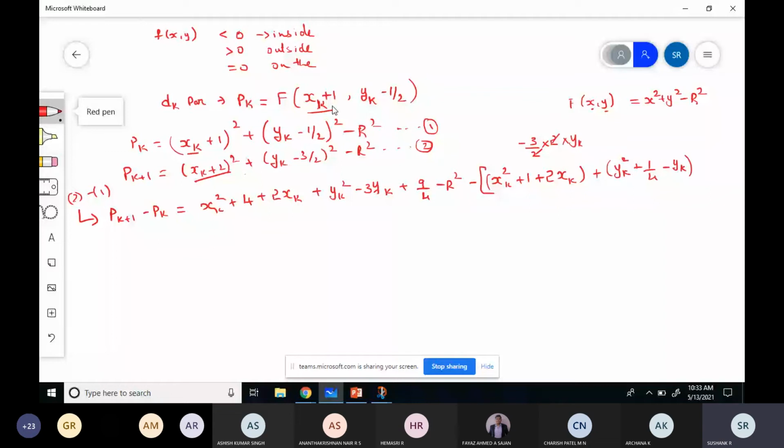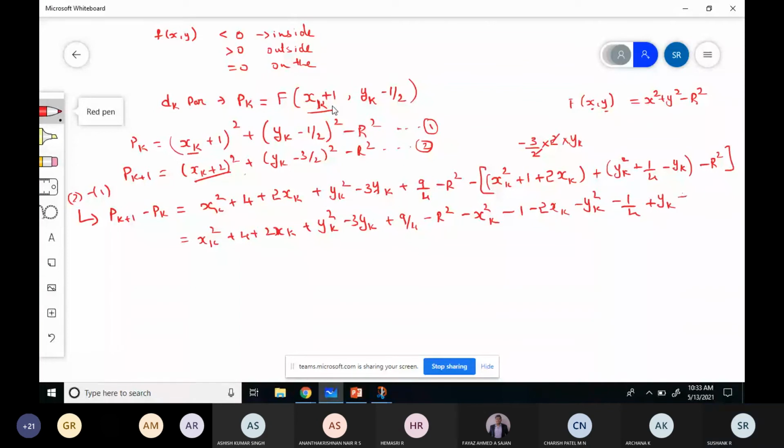So again the computation: xk square plus 4 plus 2 times xk plus yk square plus 9 by 4 minus 3yk minus r square, minus of (xk square plus 1 plus 2 times xk plus yk square plus 1 by 4 minus yk minus r square). I'm just multiplying with the minus sign: minus 1 by 4 plus yk plus r square. So this and this will get cancelled, and plus r square minus r square got cancelled.